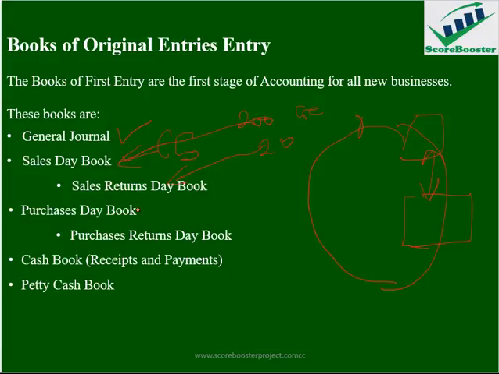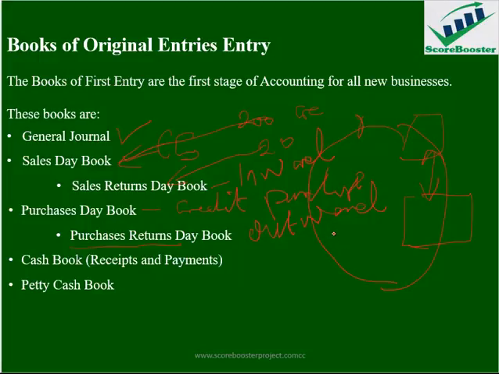Then the next item is the purchases day book. The purchases day book is used for recording credit purchases, not cash purchases. Please, credit purchases. Like sales return, we also have purchase return. When you buy something from a supplier, and maybe due to a specification error, you return part of it to the supplier, then you have a document referred to as the purchase return day book, or what we call return outward. This one is return inward. This one is return outward. It's going out of the company's hands because the company is giving back to the supplier of the goods.